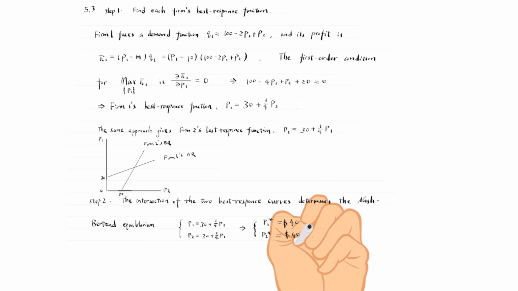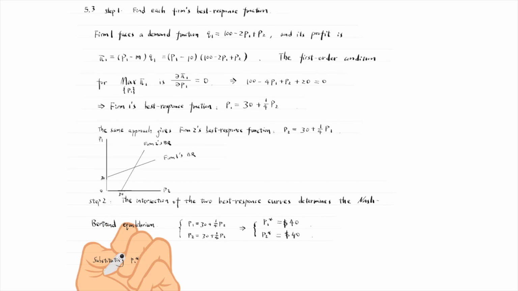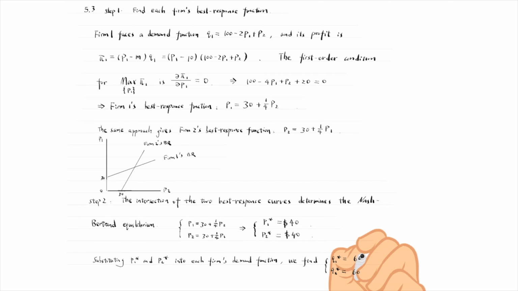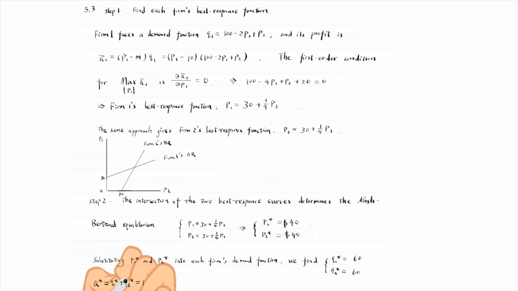Each charges $40. Substituting them into each firm's demand function, we find its equilibrium output. Each produces 60 units. The total market output is 120.